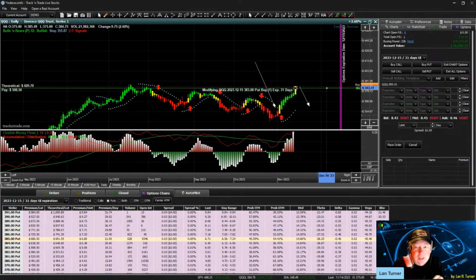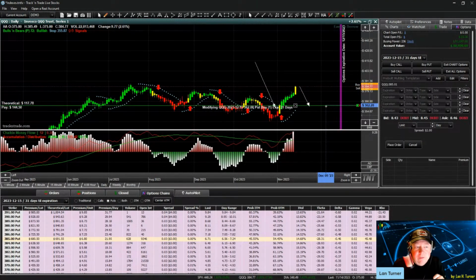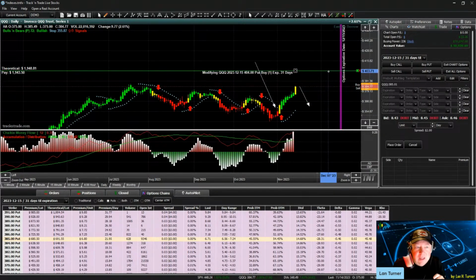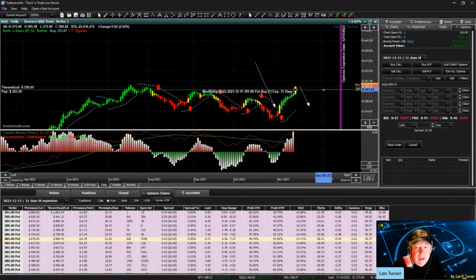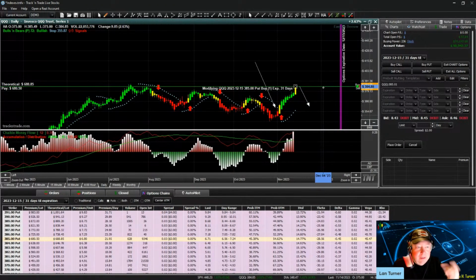All right. So this is the at the money put option. This is the out of the money put option. These are the in the money put options. In the money put options are going to be more expensive. Out of the money put options are going to be less expensive. At the money are going to be dead center, right?